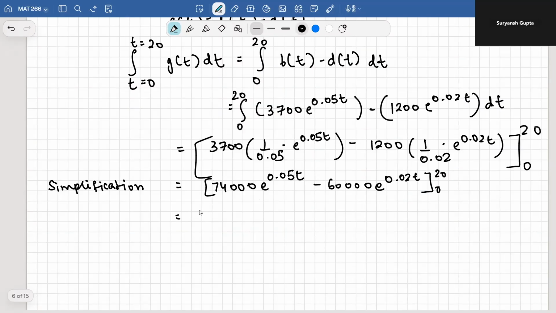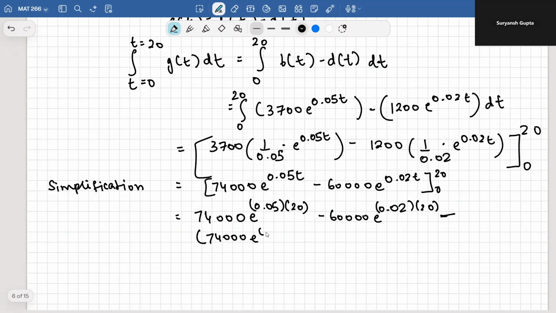Next, I can plug in the values. So I get 74,000 e to the power 0.05 times 20 minus 60,000 e to the power 0.02 times 20. And then now I have to subtract the lower bound. So I'll just do that on the next line here. I get 74,000 times e to the power 0.05 times 0 minus 60,000 e to the power 0.02 times 0.